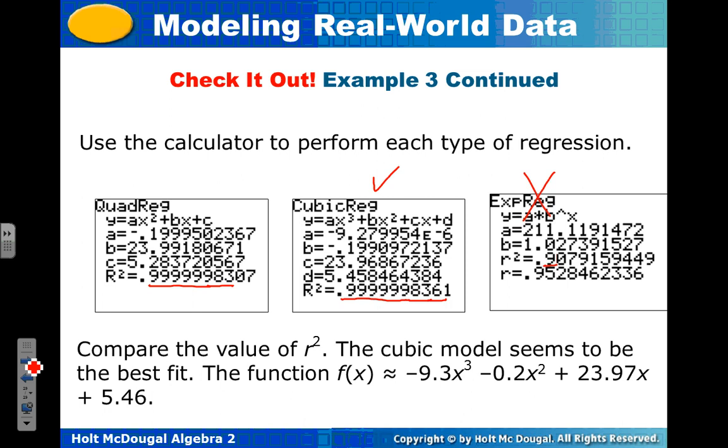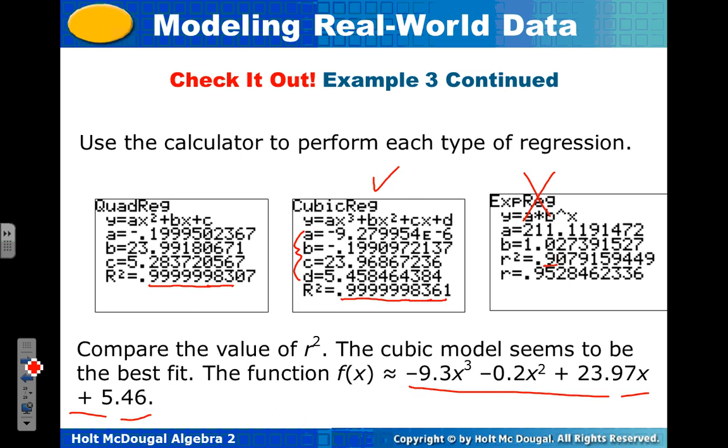So the answer you need is negative 9.3x cubed minus 0.2x squared plus 23.97x plus 5.46. Again, all these numbers right here came from right there. And again, they rounded. Negative 9.27 is negative 9.3. Negative 0.19 is negative 0.2. 23.968 can be 23.97. And then 5.458, 5.46.